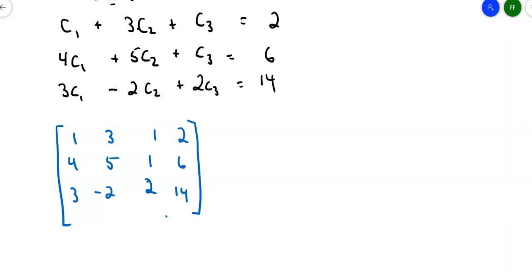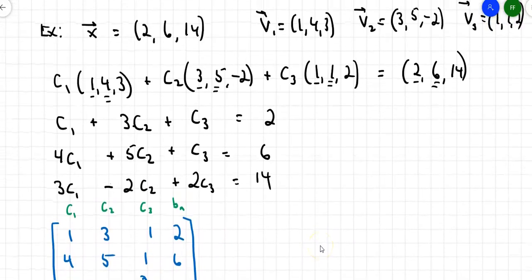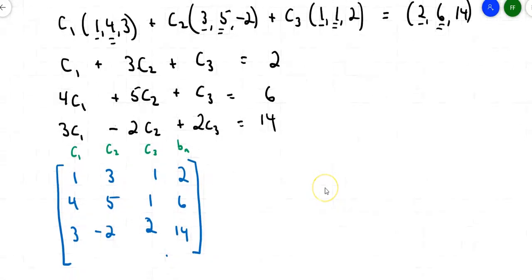Let's try row reducing this. If I can row reduce this, I can solve for those c sub n's, because you notice that everything in that first column is c sub 1 coefficients. Everything in the second column is c sub 2 coefficients. Everything in the third column is the c sub 3 coefficients, and these are the b sub n's. The other thing is, if I move this down for a second, you notice that those vectors, 1, 4, 3, 3, 5, negative 2, and so forth, 1, 4, 3 is now the first column here. 3, 5, negative 2, 1, 1, 2. So if you want to save yourself some time, you can just drop those vectors down the columns of a matrix, and then that fourth vector, that 2, 6, 14, also goes down the column of a matrix.